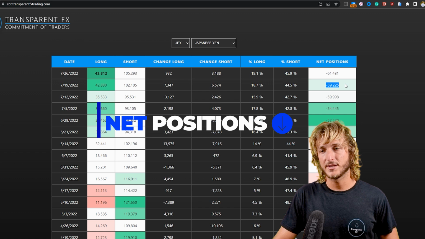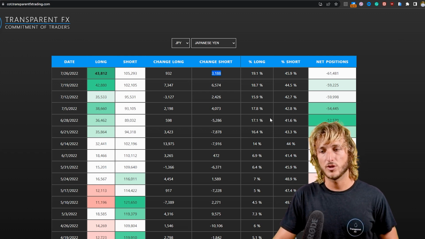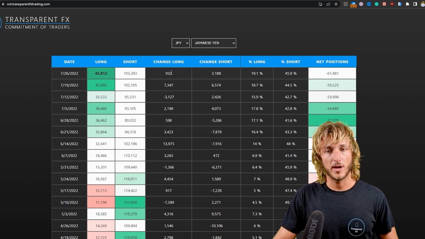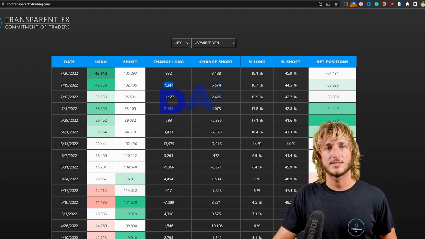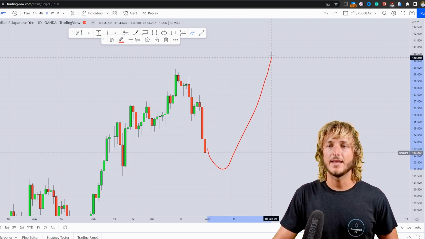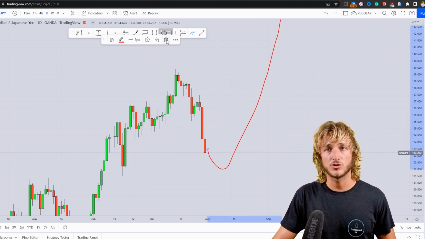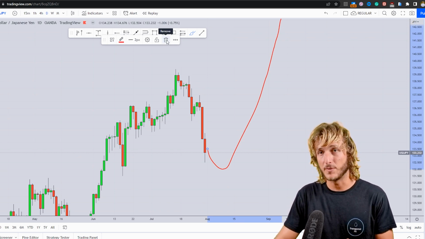We went from minus 59k to minus 61k net positions, with 3.1k shorts added with the last report. However, it is very important to keep in mind that this is already two reports in a row where, instead of seeing longs getting closed, we're seeing longs getting opened. So what this indicates is that in the long term, the JPY can definitely continue to be weak, and the market can continue to create the continuation that we have already identified that we expect the market to create by looking at the monthly time frame.